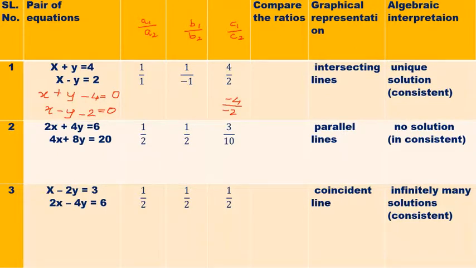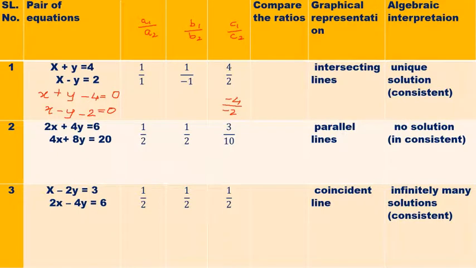So I've written here minus 4 by minus 2, C1 by C2. That minus and minus gets cancelled and then you have 4 by 2. Okay, it's the same. So C1 by C2 equal to 4 by 2. Now, when you have this A1 by A2, B1 by B2 and C1 by C2, you are getting intersecting lines.